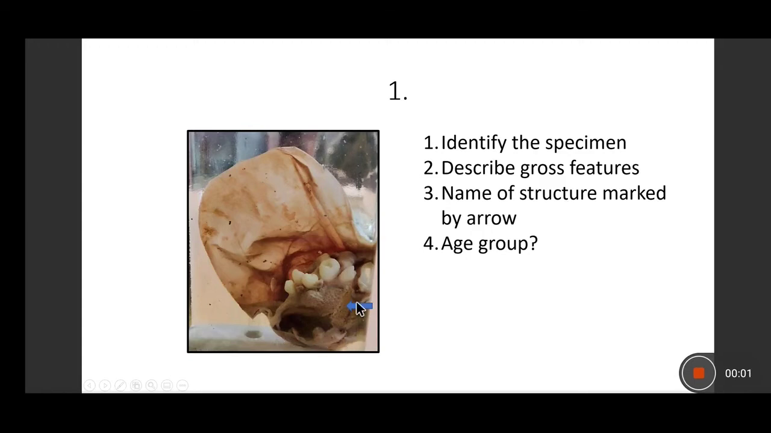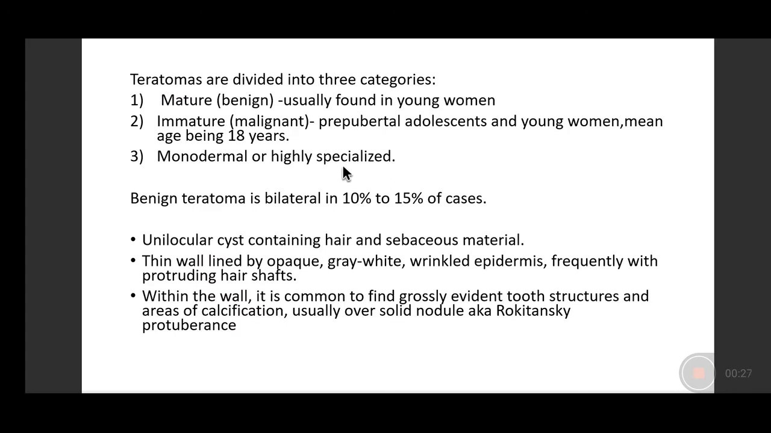See the teeth that are present, and these teeth are present over a solid nodule or protuberance type of structure, which we call the Rokitansky nodule. So this is the classic specimen of teratoma. Now these teratomas are usually classified into either mature, immature, or monodermal, or the highly specialized teratomas.